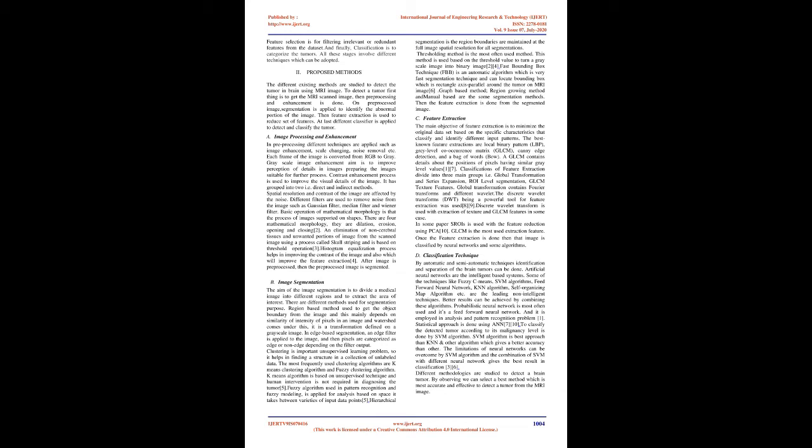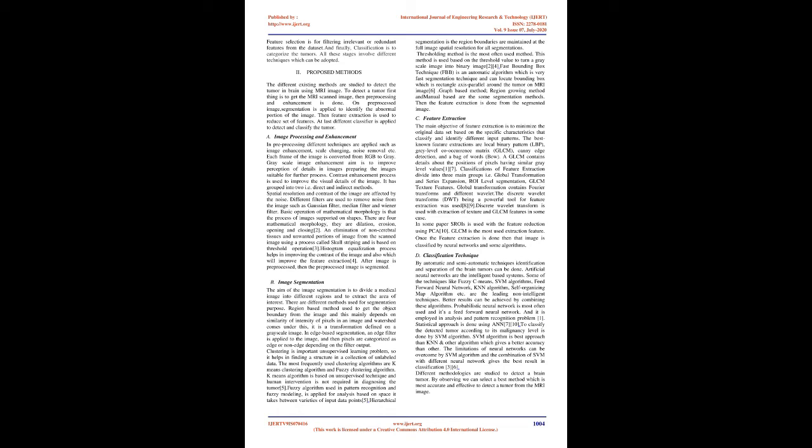In hierarchical segmentation, the region boundaries are maintained at the full image spatial resolution for all segmentations. The thresholding method is the most often used method. It uses a threshold value to turn a grayscale image into a binary image. The fast bounding box technique, FBB, is an automatic and very fast segmentation algorithm that can locate a bounding box, a rectangle axis-parallel around the tumor on the MRI image. Graph-based, region growing and manual methods are some other segmentation methods.